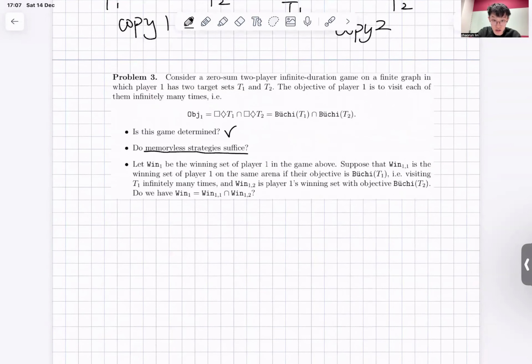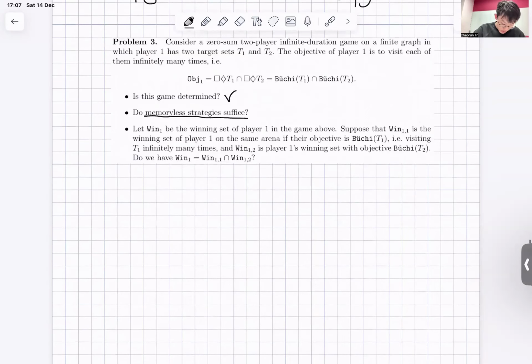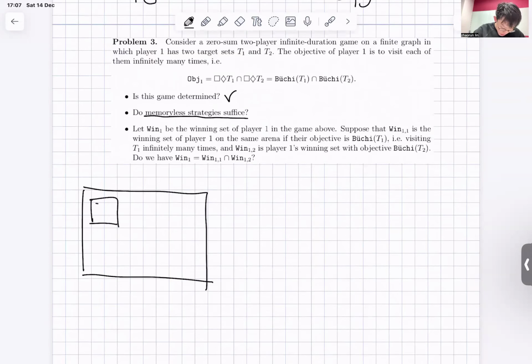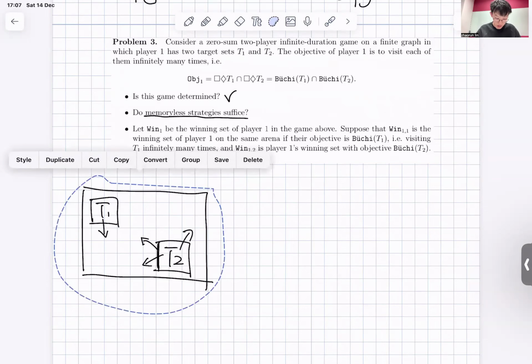So now I'll give an algorithm for finding the winning set. Let's consider this arena, T1 and T2, and we may have some edges. There are sets of vertices. We may have some edge going out of T1 or T2, and we can also have a copy of this game.